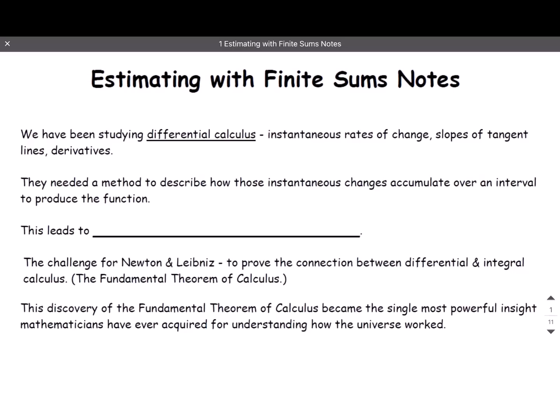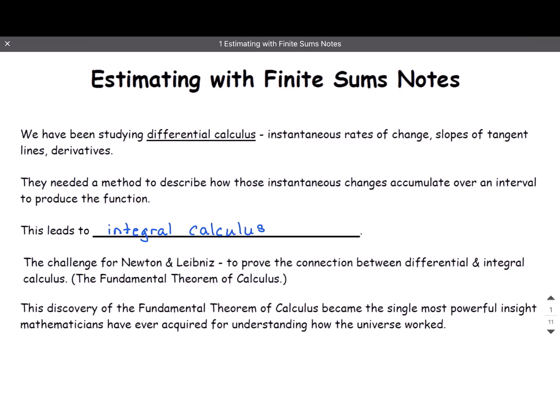Hi guys. So far we've been studying differential calculus. That's the instantaneous rates of change, the slopes of tangent lines, and derivatives. Okay, but way back when they needed a method to describe how those instantaneous changes accumulate over an interval of time to produce another function. And this leads to what's called integral calculus.